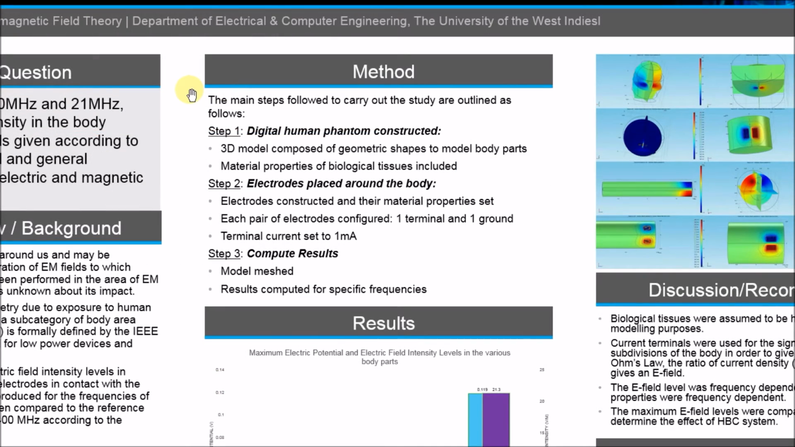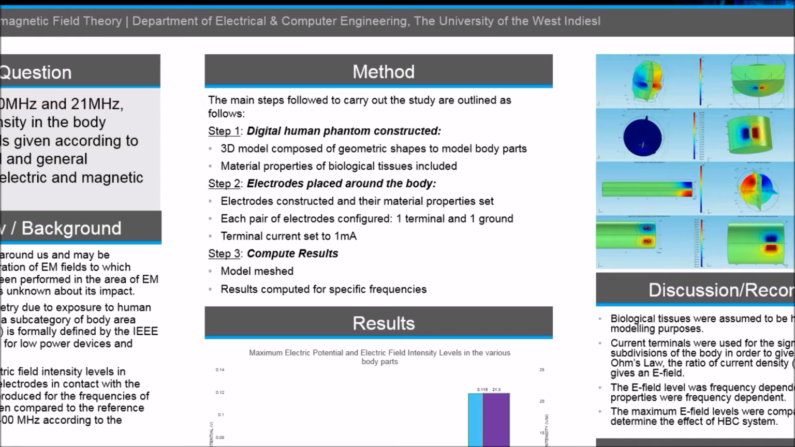The main steps in our method are outlined as follows. Step 1. The construction of the digital human phantom, which is a 3D model of the human body composed of geometric shapes. Material properties are assigned to the domains in the geometry, and the material properties are frequency dependent. Step 2. Electrodes placed around the body. The electrodes are constructed in 2 dimensions, and their material properties are set. Each pair of electrodes is configured as mentioned earlier.